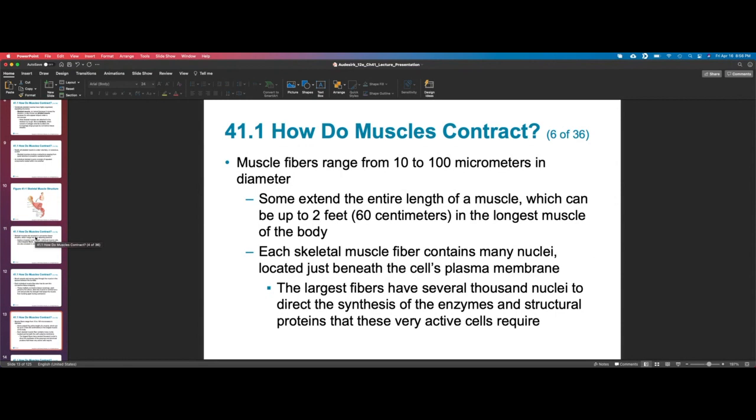The longest one you'll see is about 2 feet. But in general, individual muscle fibers are going to range from 10 to 100 micrometers in diameter. So relatively thin in diameter. But as far as the length goes, you can see them being up to 2 feet or 60 centimeters. And so skeletal muscles are going to contain lots of nuclei.